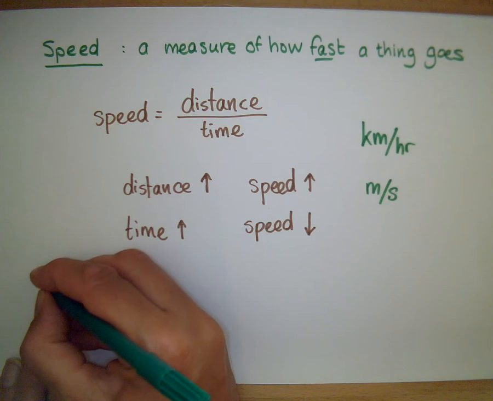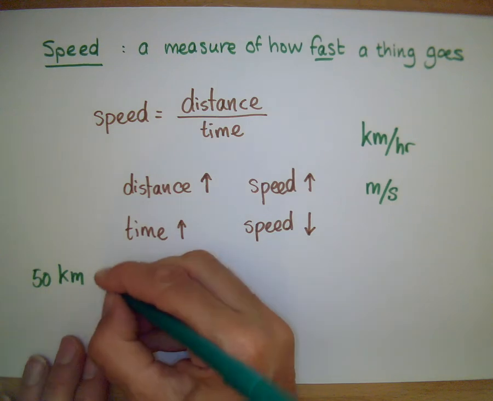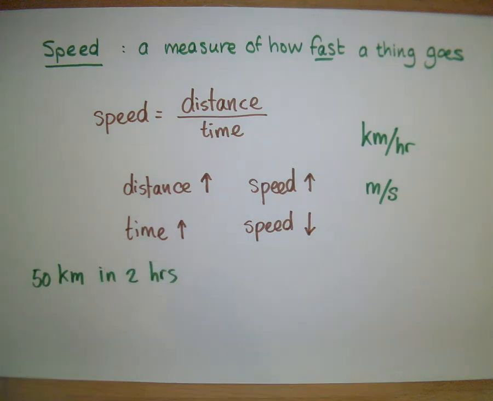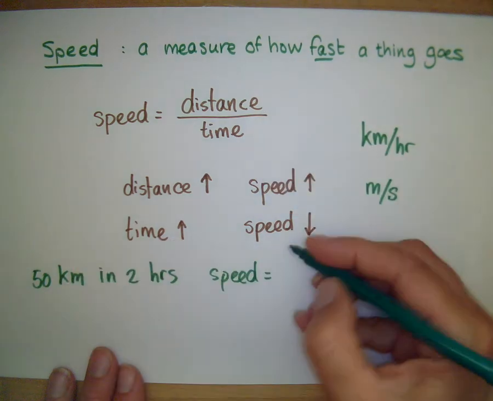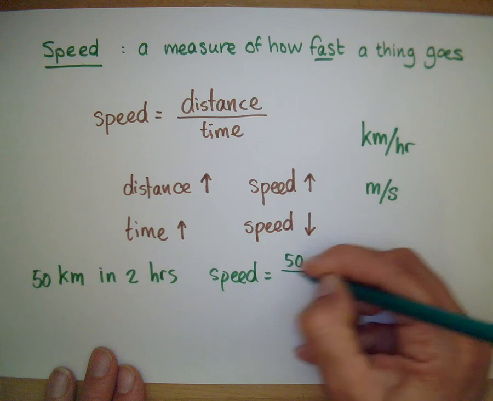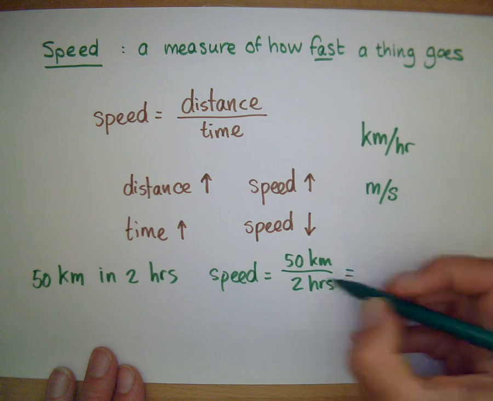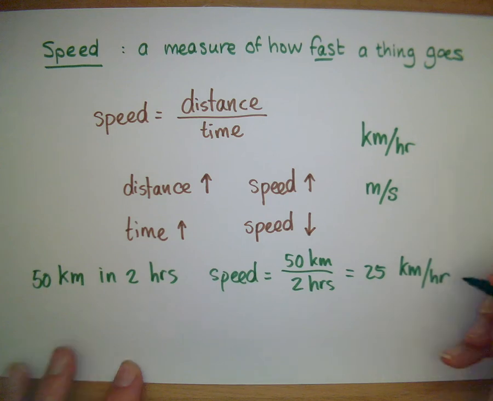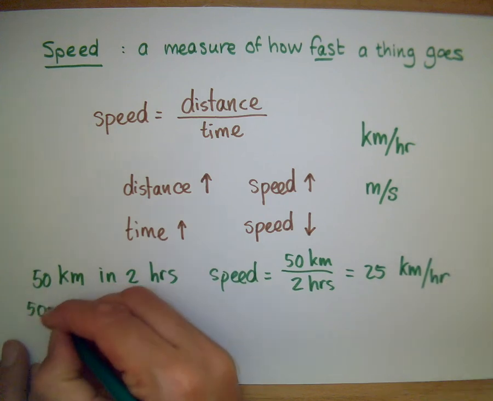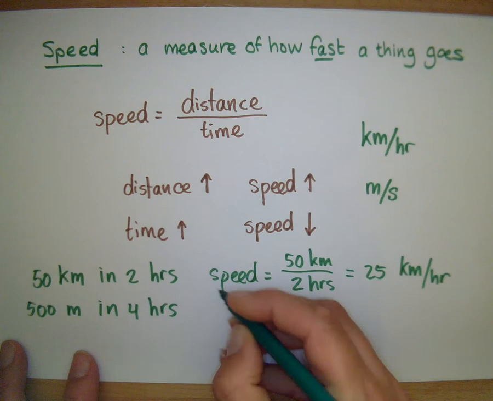All right, if I said I traveled 50 kilometers in 2 hours, I can now ask, what was my speed? My speed was the distance in kilometers, 50 kilometers, over the time it took me, 2 hours. So 50 divided by 2, 25 kilometers per hour.